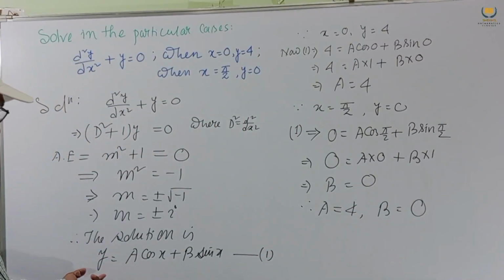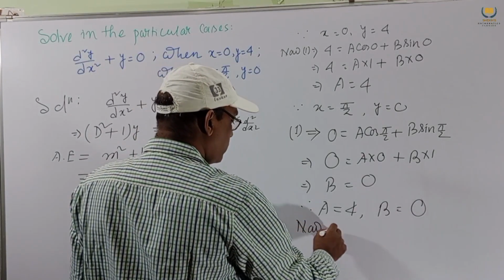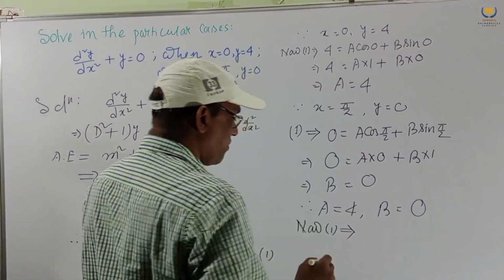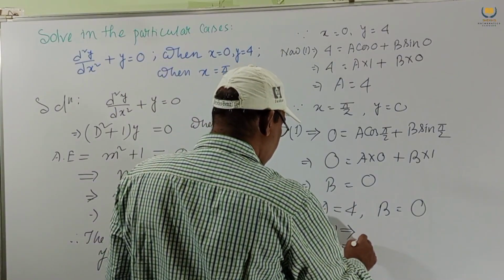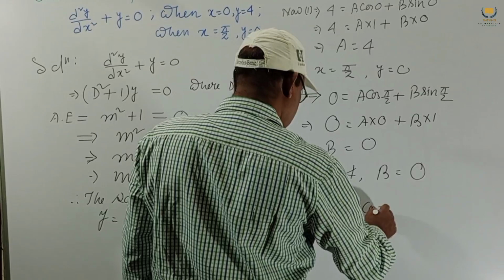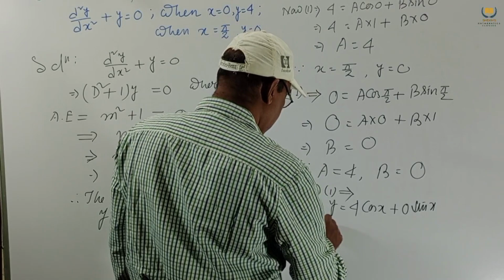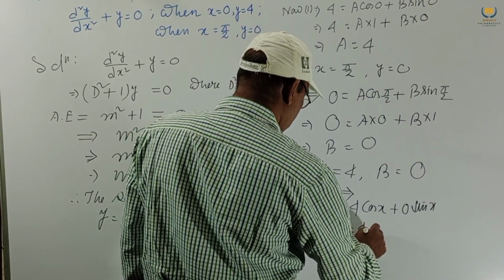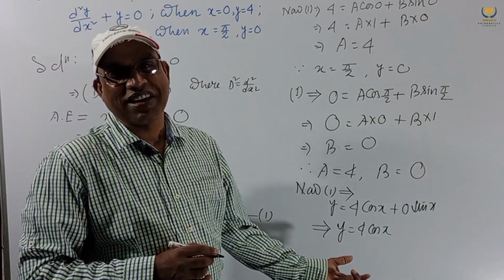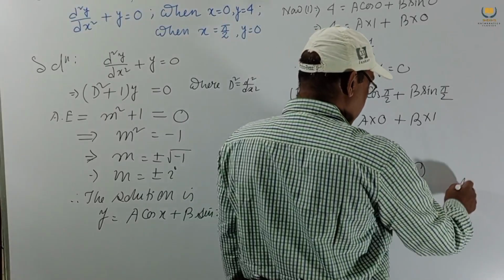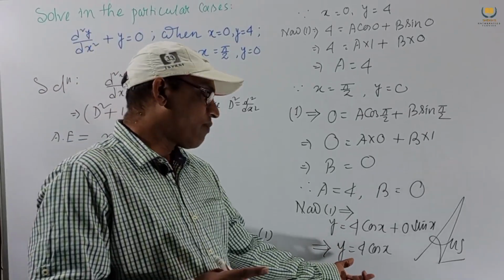Putting these values in equation number 1, we put the values of A and B in equation number 1, we get y = A cos x + B sin x. This implies y = 4 cos x, and this is the required solution. Very interesting solution and problem also interesting. This is the answer. Final answer y = 4 cos x. This is the particular solution.